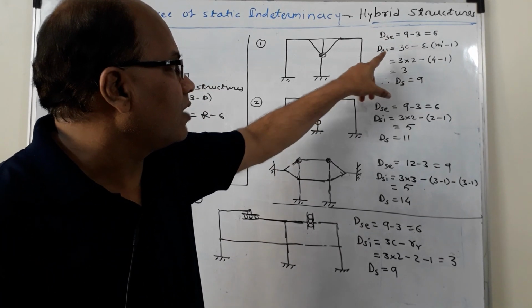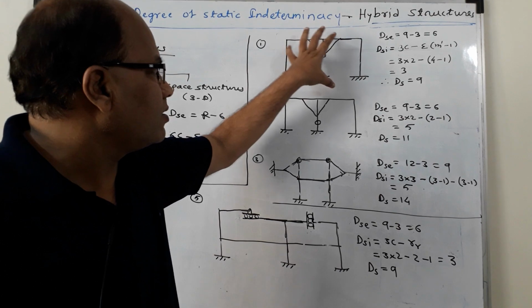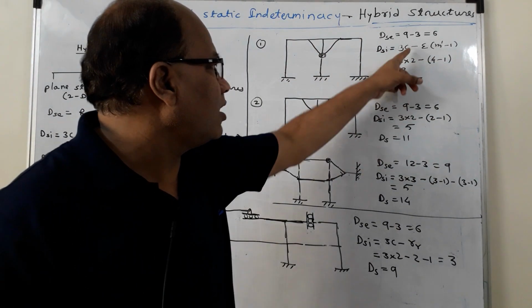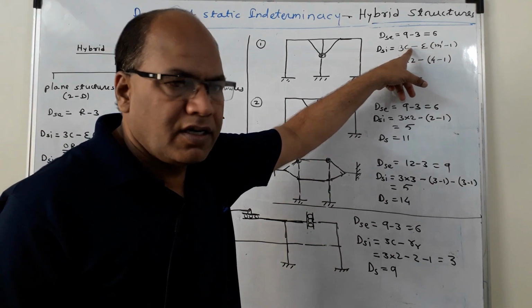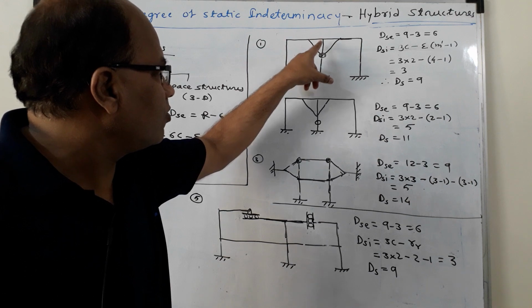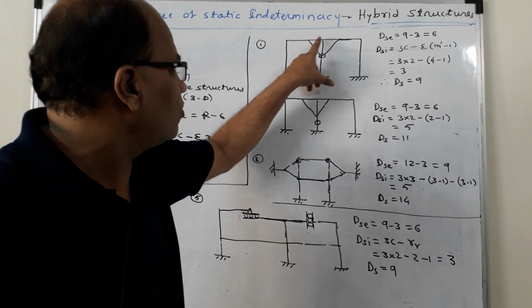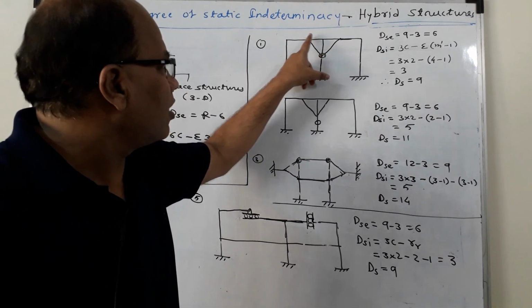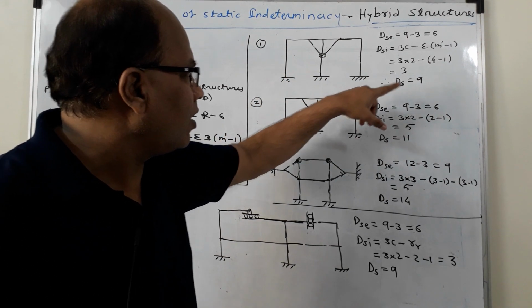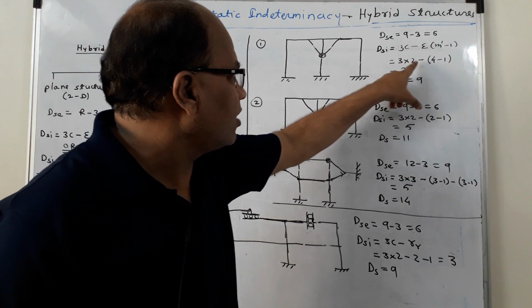In order to get DSI for plane hybrid structure, 3C minus summation of m dash minus 1. So C is the number of cuts. In order to know the number of cuts, you will have to count the number of closed loops. So you can see that there are 2 closed loops in the triangular form over here. So these are the 2 closed loops. So 2 cuts are required. So 3 times C becomes 3 times 2.